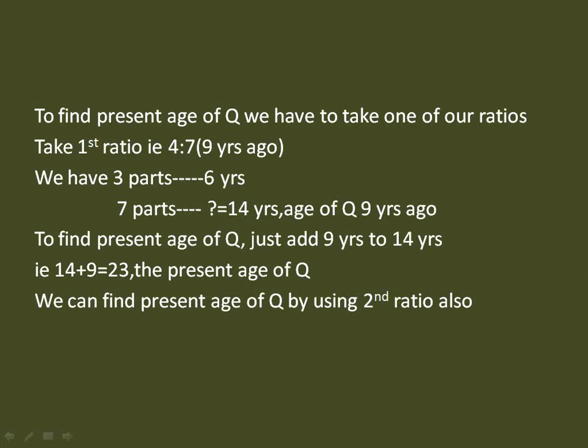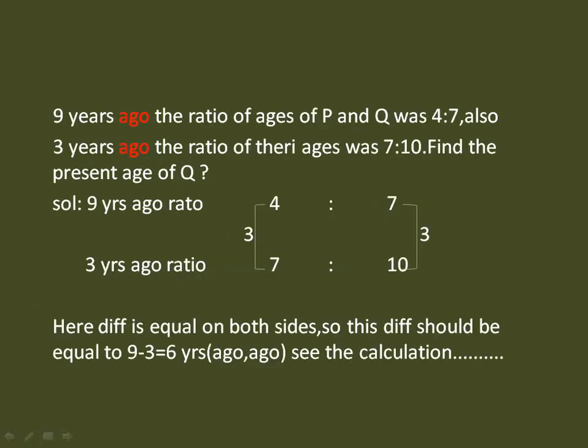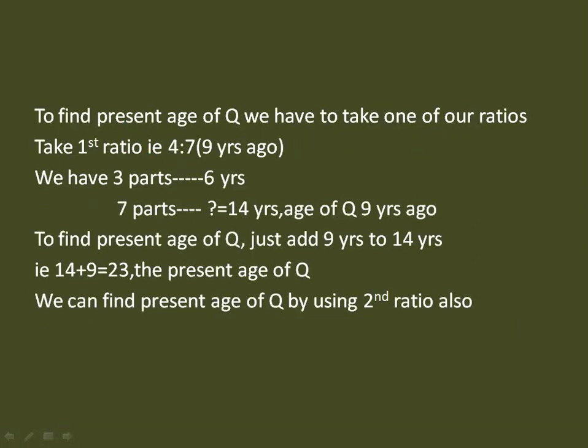7 parts are how much? 14 years. This is the age of Q 9 years ago. To find the present age of Q, you have to add this 9 years to 14. 14 plus 9 equals 23. This is the present age of Q. We can find the present age of Q by the second ratio also.